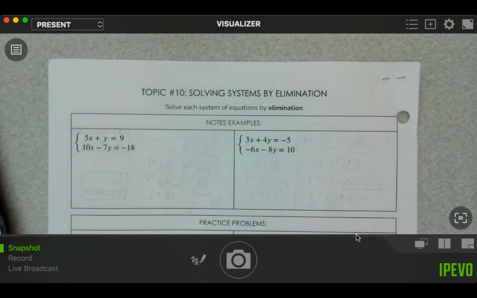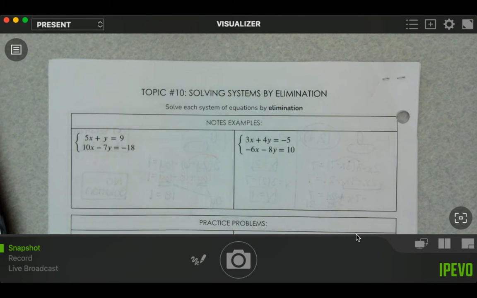Hey guys, welcome to topic 10. We are going to be talking about our very last topic of the packet. If you've made it to this video, you have hopefully made it to the very end of the packet and have done all of the other pages. Remember that this packet is worth 50 points, which will significantly help out your grade, so make sure you are getting them done. So on this page, we're talking about systems again.